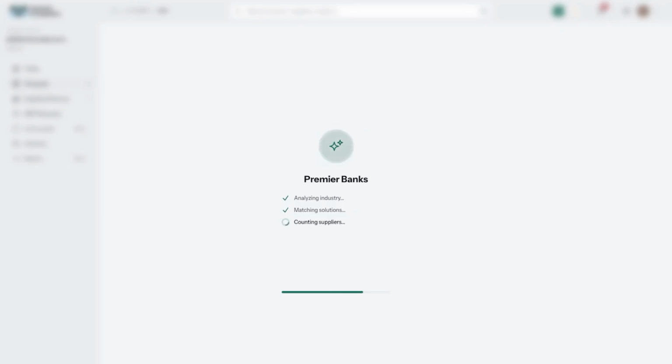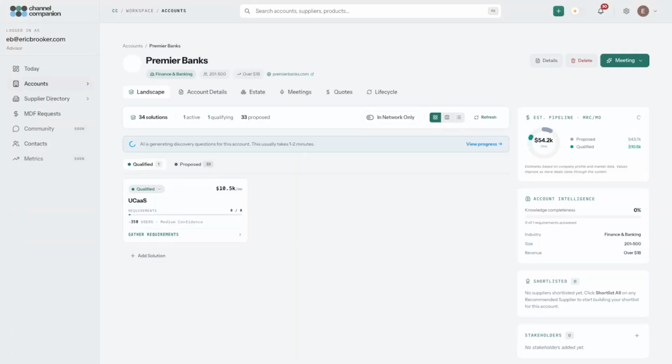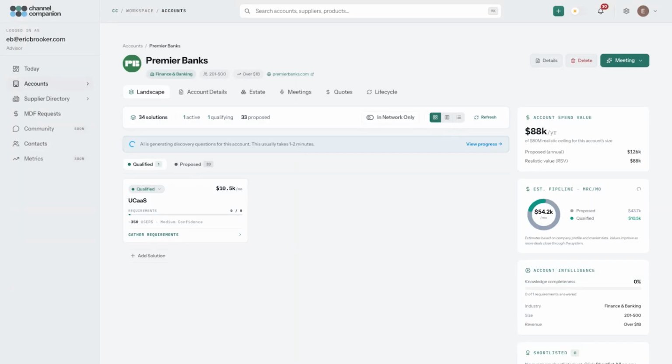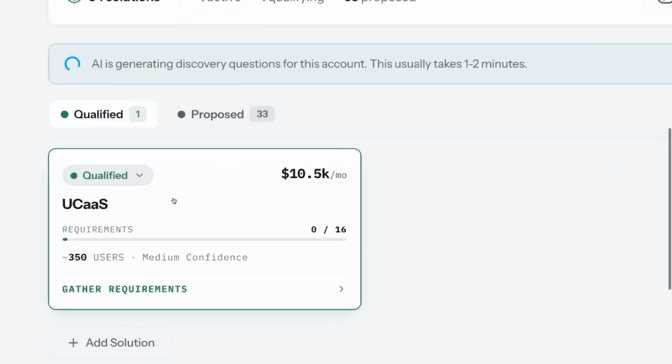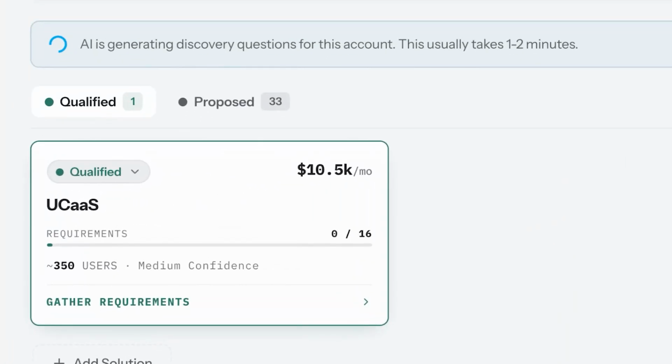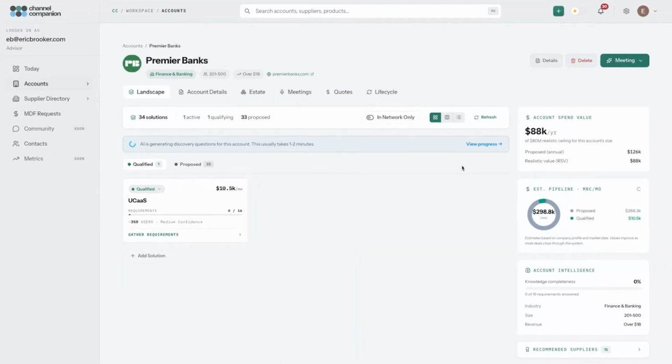This is where we start talking about things like upsell and cross-sell opportunities, where the platform identifies the UCAS opportunity as it is, and the associated revenue with the UCAS opportunity, as well as the revenue that I'm leaving on the table. So right out of the gates, I'll scroll in. It tells me that UCAS is worth about $10,500 a month if that is the opportunity that I sell.